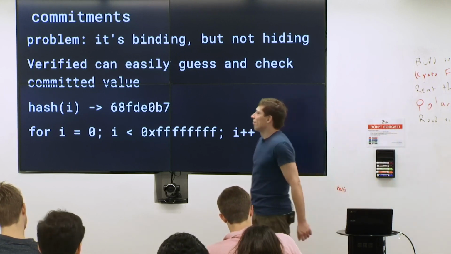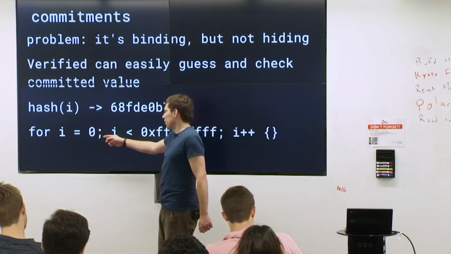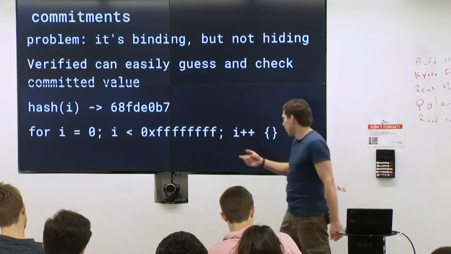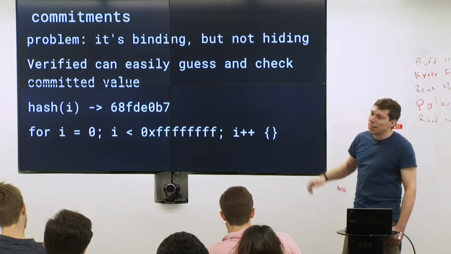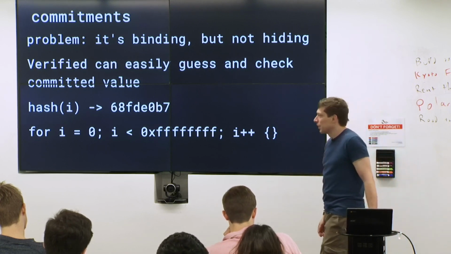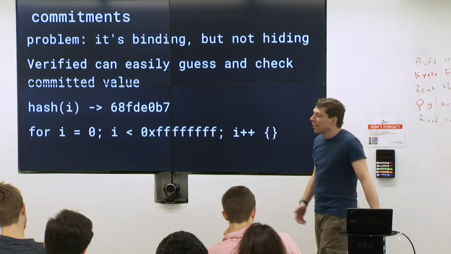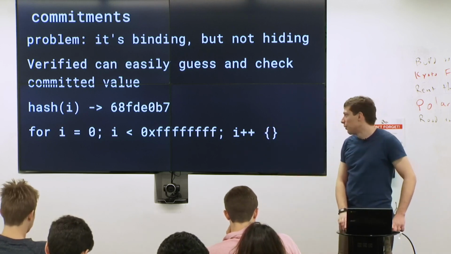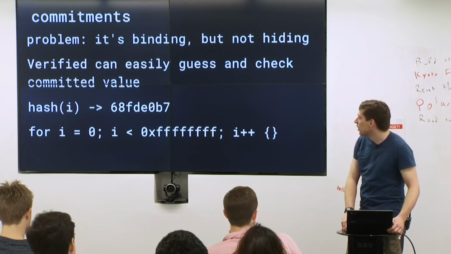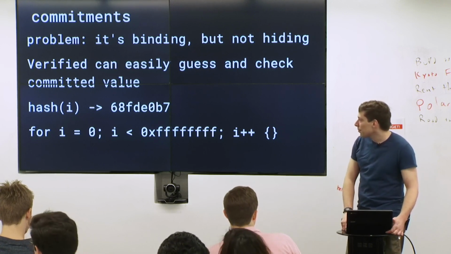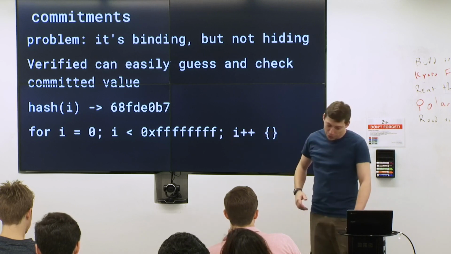So, okay, for i equals 0, just keep trying different i's and see if the hash matches 68FD. And this will take very little time because 5 is going to happen pretty quick. And then everyone will know, okay, he's ordering 5 pizzas. Sounds like a decent party, but not really worth going out of my way to go to. If it was FFFFF pizzas, that would be something else.